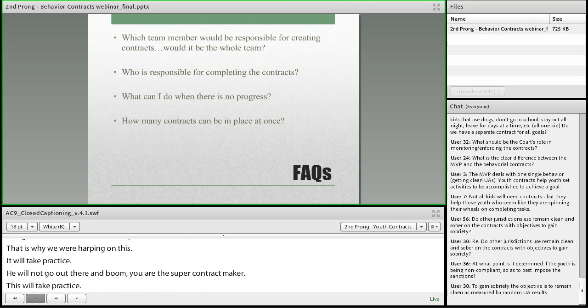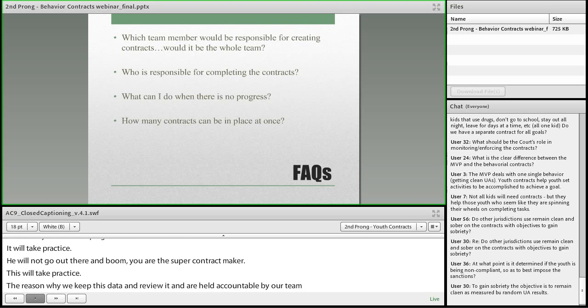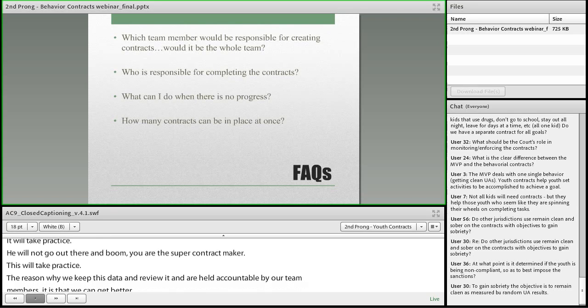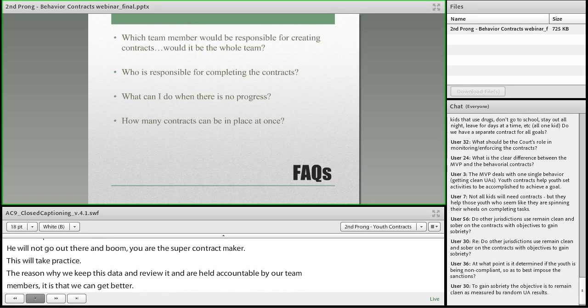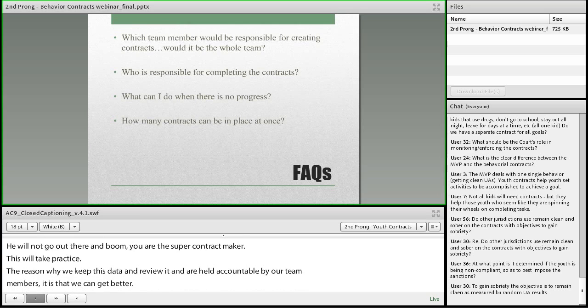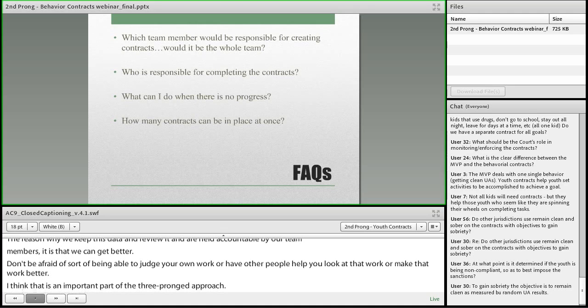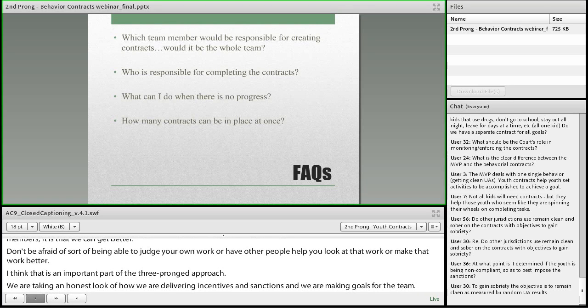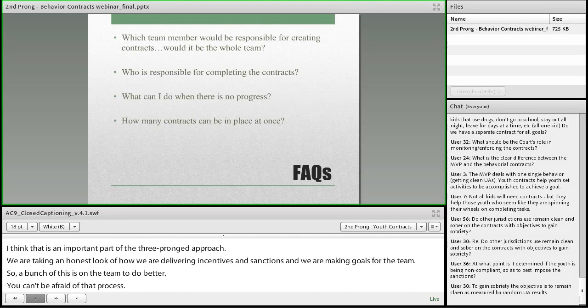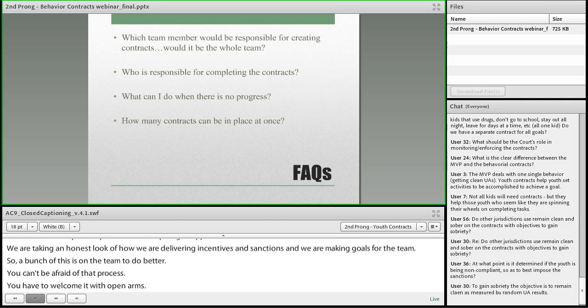So don't be afraid of being able to judge your own work or have other people help you or critique that work or make that work better, because I think that's an important part of the three-prong approach, where we're taking an honest look at how we're delivering incentives and sanctions, and we're making goals for the team. So a bunch of the onus of this is on the team to do better. But you can't be afraid of that process. You have to welcome it with open arms, because in the end it'll make the juvenile drug court team better, the program better, and get some better outcomes for those kids.